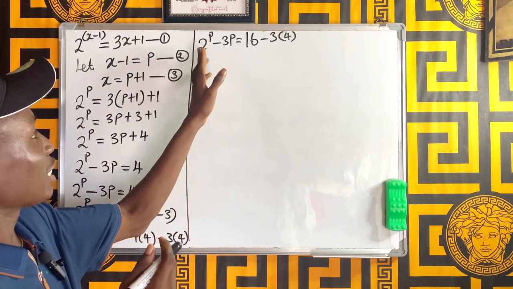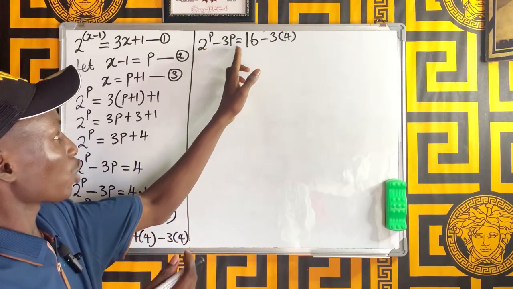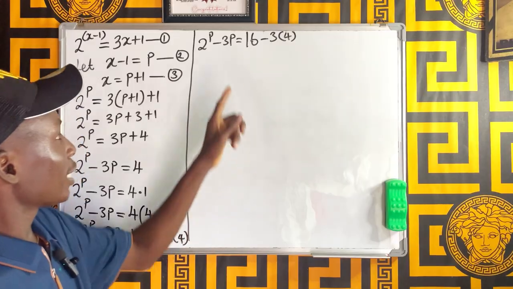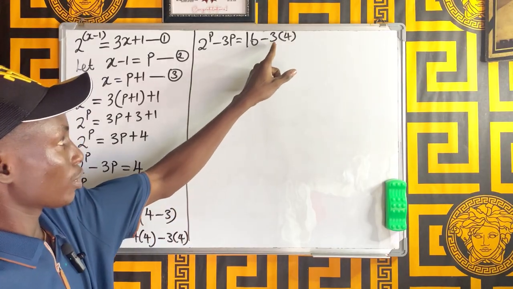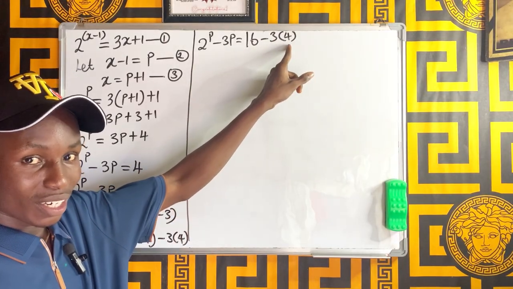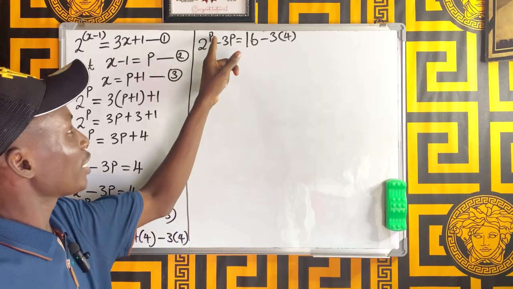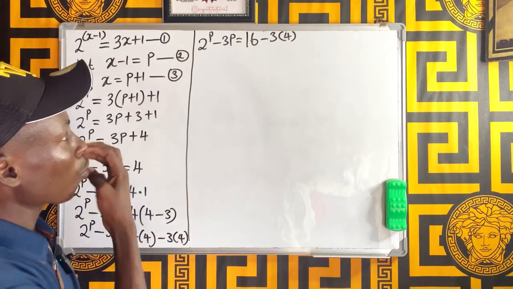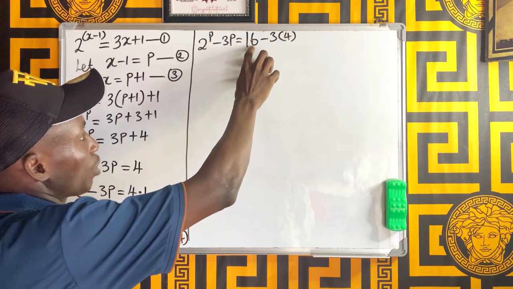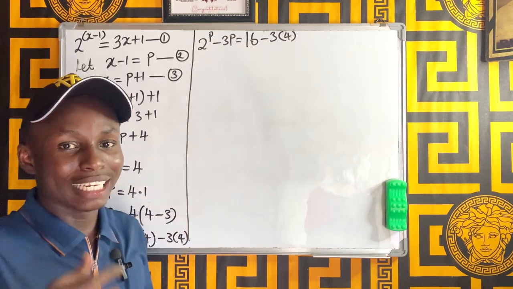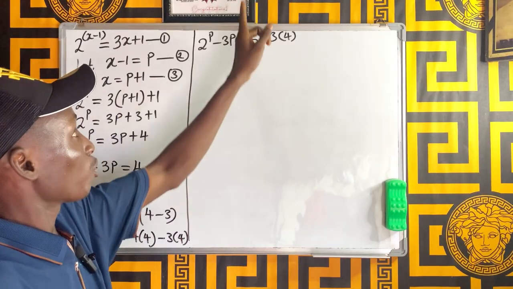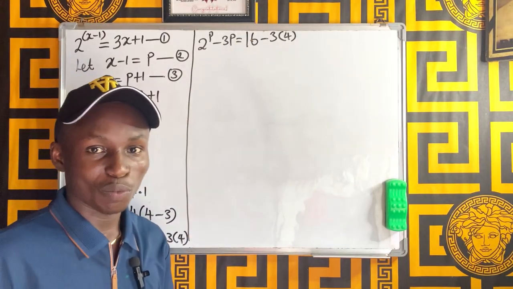The left-hand side here is 2 raised to p minus 3p, equal what? 16 minus what? 3 into 4. Here we are having minus 3p, here we are having minus 3 into 4. You see? But the exponent here is p, and here we are having minus 3p. That means, what will be the exponents here? How are we going to raise 16 in an exponential form? And the power must be 4, because if the power is 4, that means p is equal to 4.